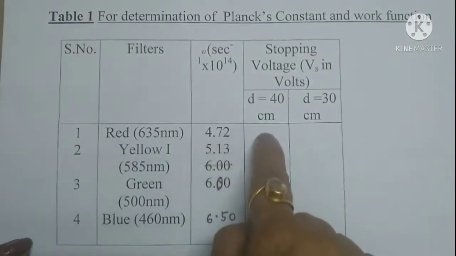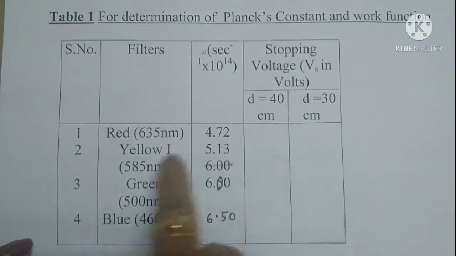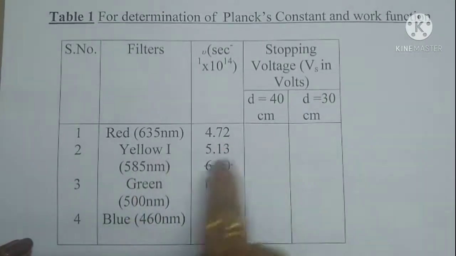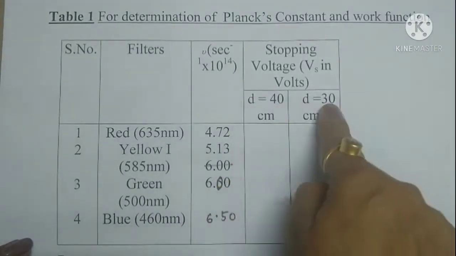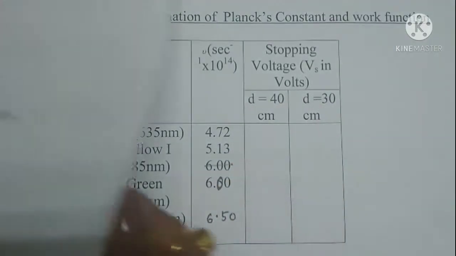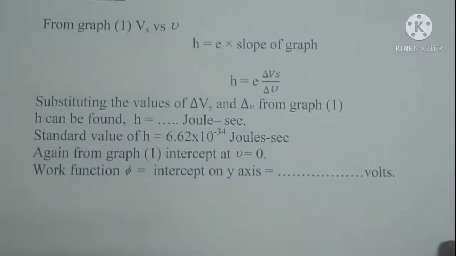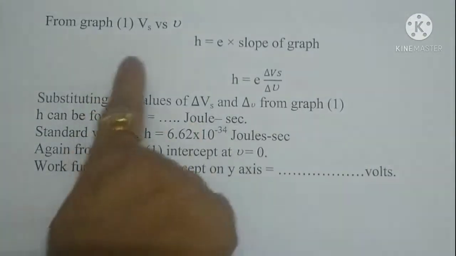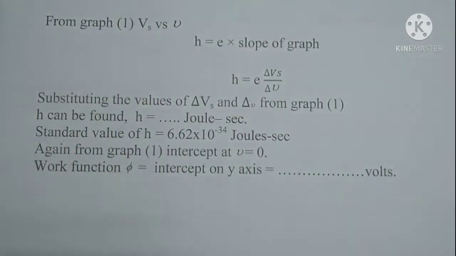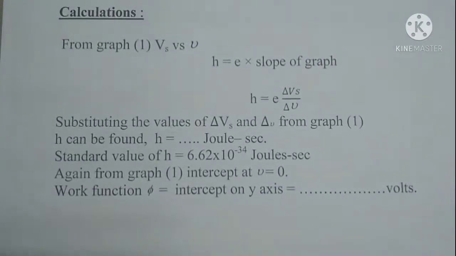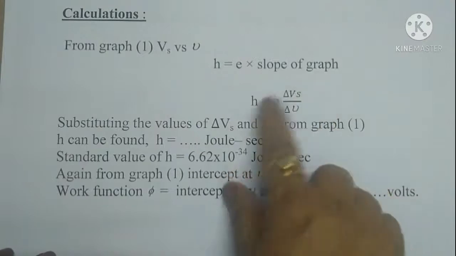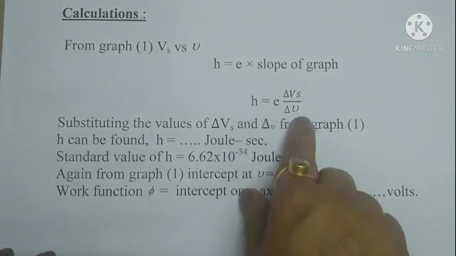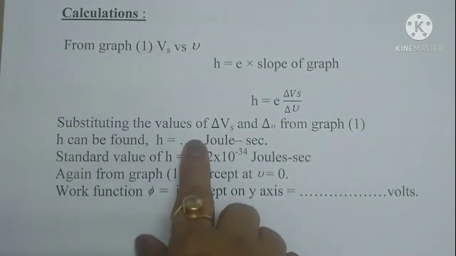For red, the frequency is written, and then the stopping potential for it, and so on. And then we can change the distance from 40 to 30 and observe the same thing. This is how we do the calculation. So we plot a graph of Vs versus frequency, and then we find the slope of the graph, and then we can find the Planck constant, as I have already discussed.